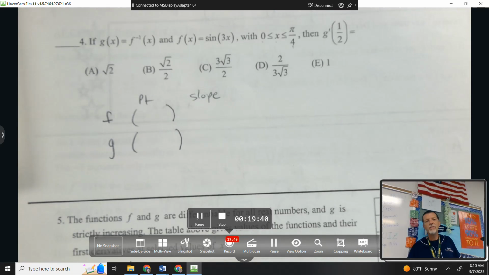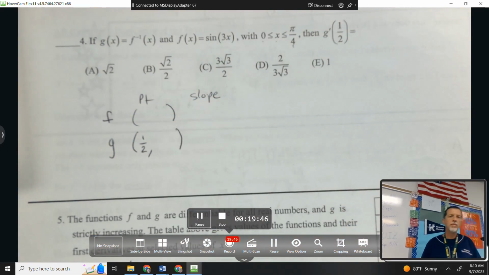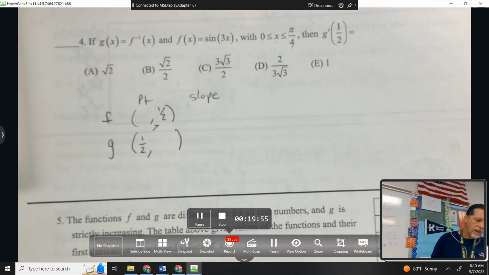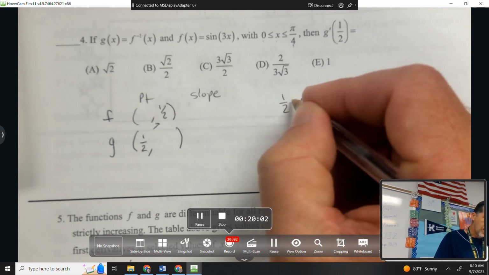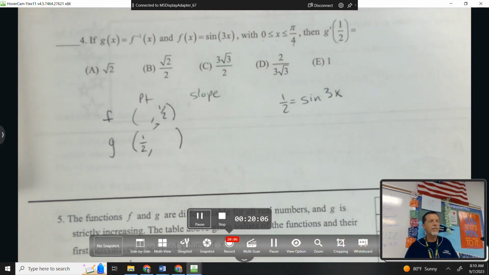So where's the 1/2 go? Yeah, right. That's the x value for g. And if it's the x value for g, it's the y value for f. So it's the y value for f, 1/2 equals sine of 3x. So now I've got to do a little bit of trig to figure out what x would give me 1/2 as the y value.